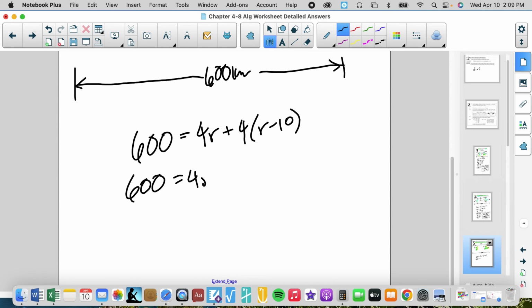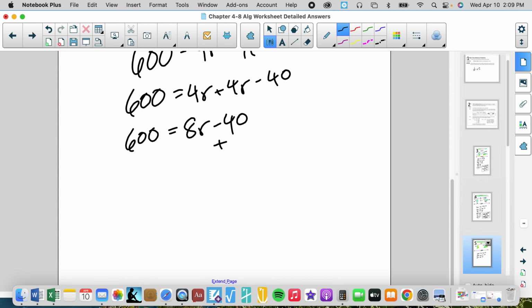600 equals 4R plus 4R minus 40 this time. Let's simplify the right side. That gives us 8R minus 40. Now let's isolate and solve for the variable.